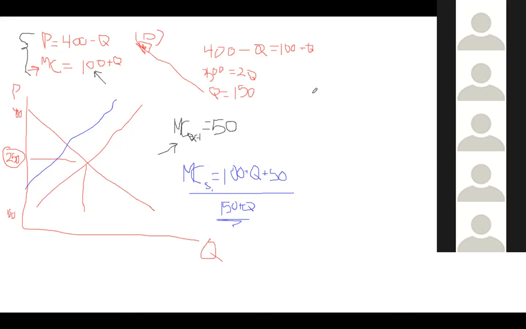So rather than go through all the algebra, I'll just fast forward. We're going to get 250 equals 2Q, which makes sense. It's different from the private cost by 50, a difference of 50. We're going to get Q equals 125. We're going to get a slightly higher price. And to get that price, we just plug it into our price equation.